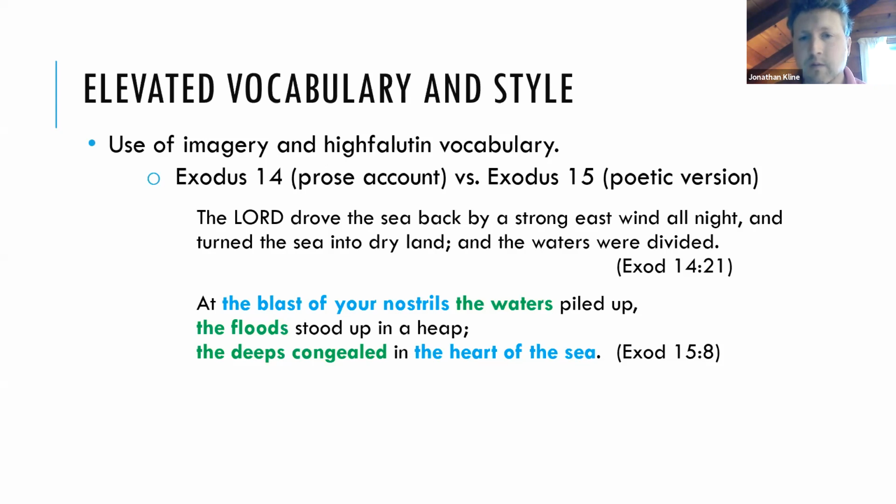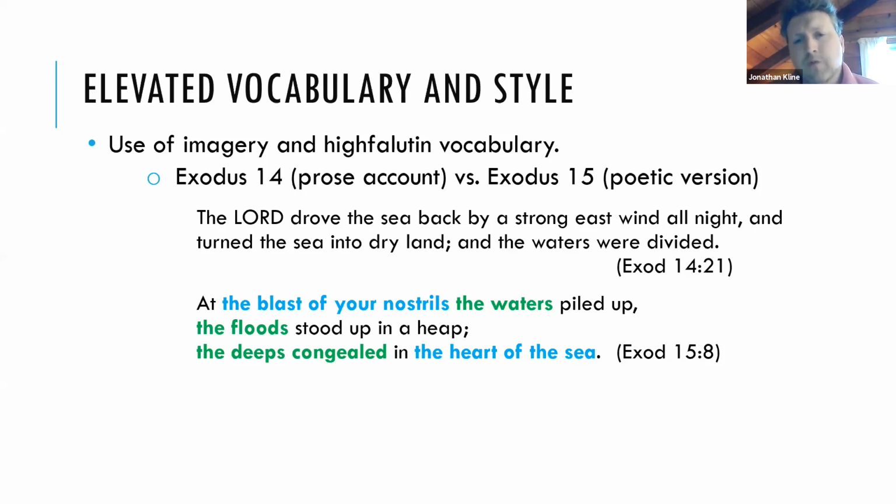The Lord drove the sea back by a strong east wind all night and turned the sea into dry land, and the waters were divided. So a very powerful event is being described, but the way it's described is somewhat prosaic. The equivalent verse in chapter 15, the poetic version, is this: at the blast of your nostrils, the waters piled up, the flood stood up in a heap, the deeps congealed in the heart of the sea. So you have this imagery of God breathing out from his nostrils as the wind to blow the water back, and then you have another image, the heart of the sea.